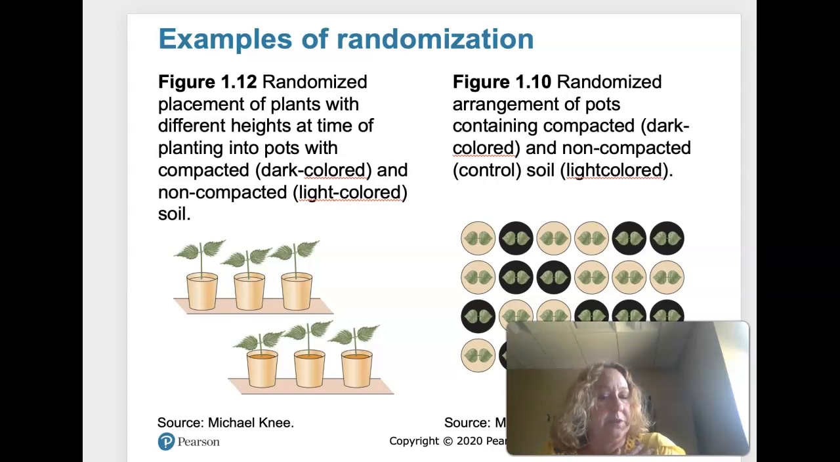You also might see that with different plant heights because when you grow them in the greenhouse, some are just going to grow differently. So when you start the treatment, maybe you have a taller one and a shorter one, but they're all in one bench and then another bench, so that you're accounting for that variability.